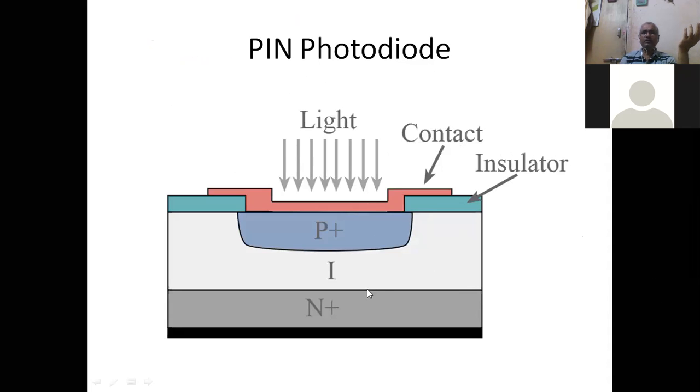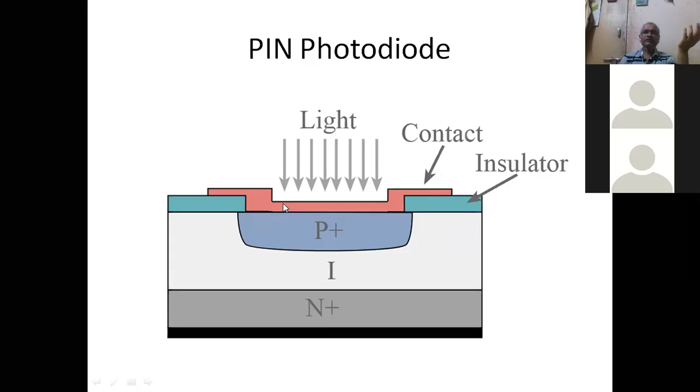So this is the intrinsic semiconductor. I for intrinsic. So this is P for P-type material and N for N-type material. So intrinsic semiconductor, semiconductor in the purest form, is sandwiched between P-type material and N-type material. So these are the contacts, and this is the insulator, and this is the window provided to incident a light on this. So this is the construction of PIN photodiode. P for positive, I for intrinsic, and N for negative.